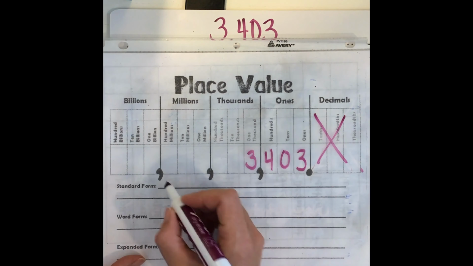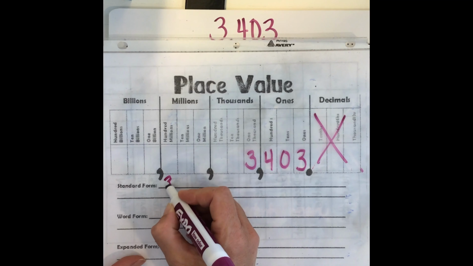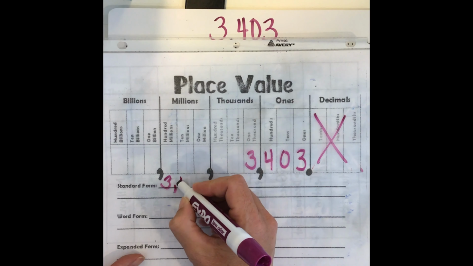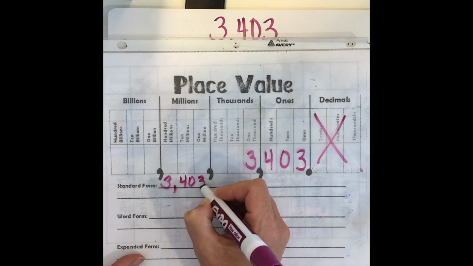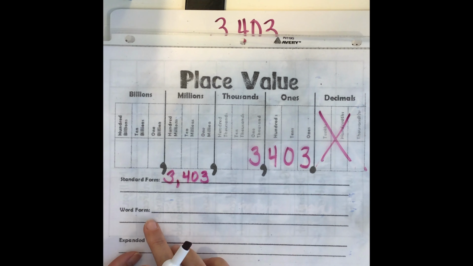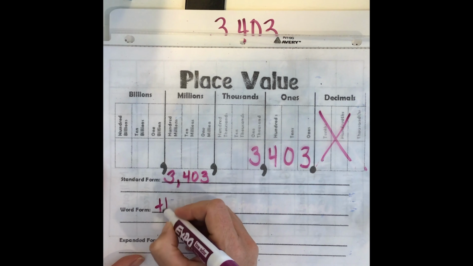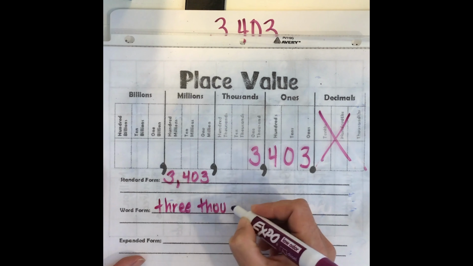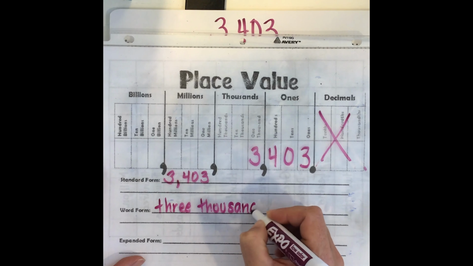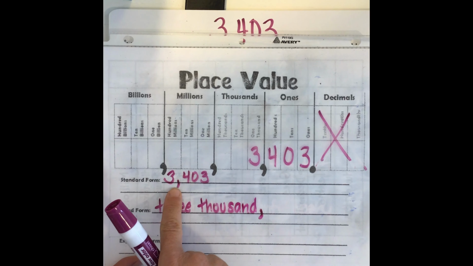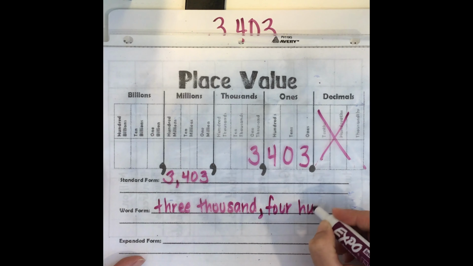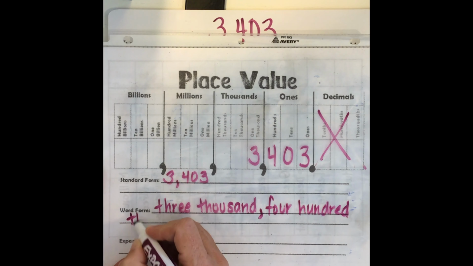So when we write our number in standard form, we have to remember to put the comma between the periods. So 3,403. And we write those exact words for the word form. 3,000, comma, just like our number, 400, 3.